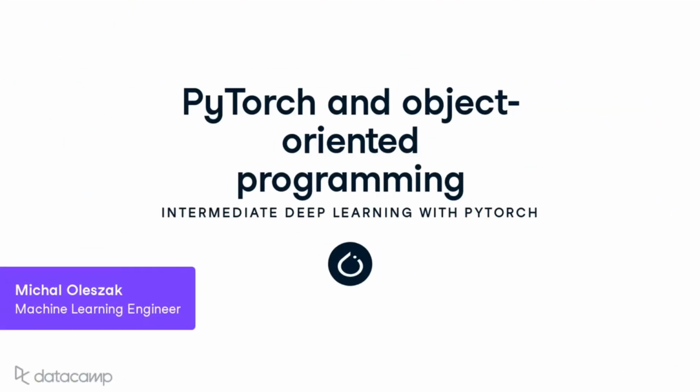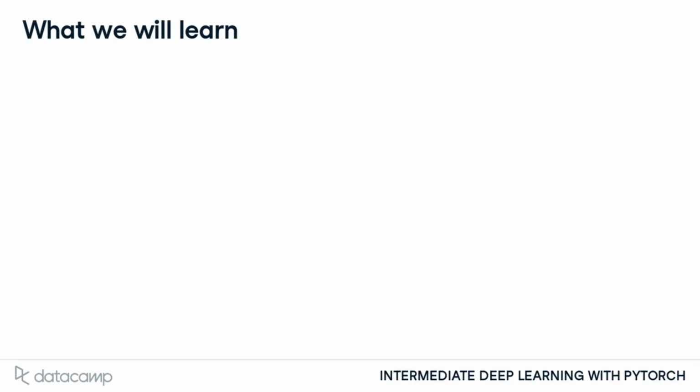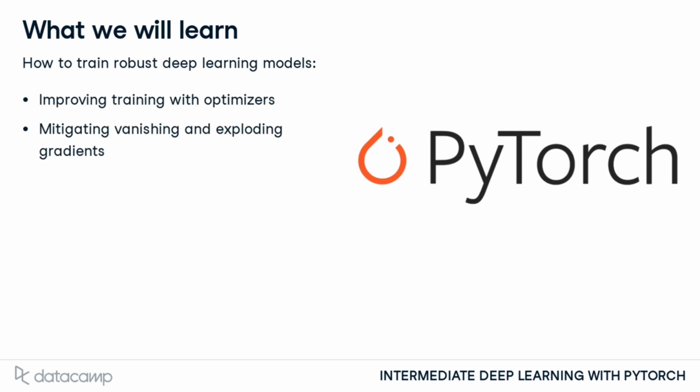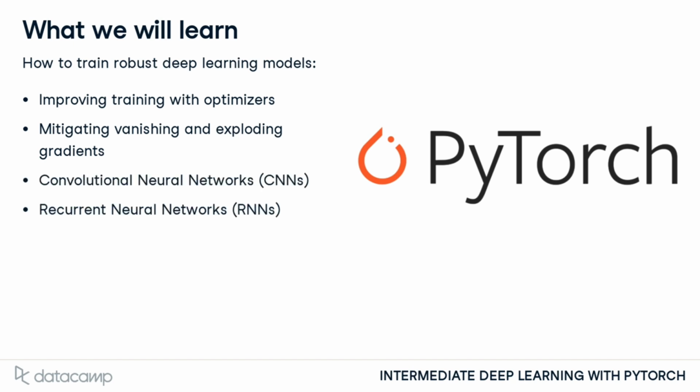Welcome! My name is Michał Oleszek and I will be your instructor for this course. We will learn how to train robust deep learning models in PyTorch. We will cover how to improve the training process with optimizers, mitigate frequent training issues of vanishing and exploding gradients, build convolutional neural networks for image data, recurrent neural networks for sequence data, and models with multiple inputs and outputs.